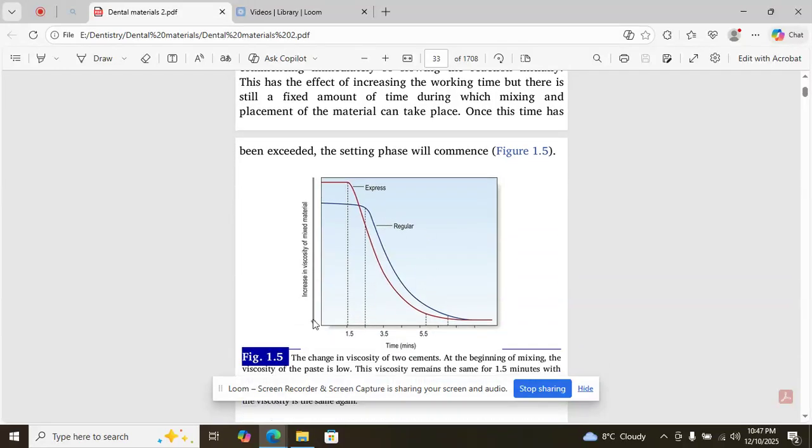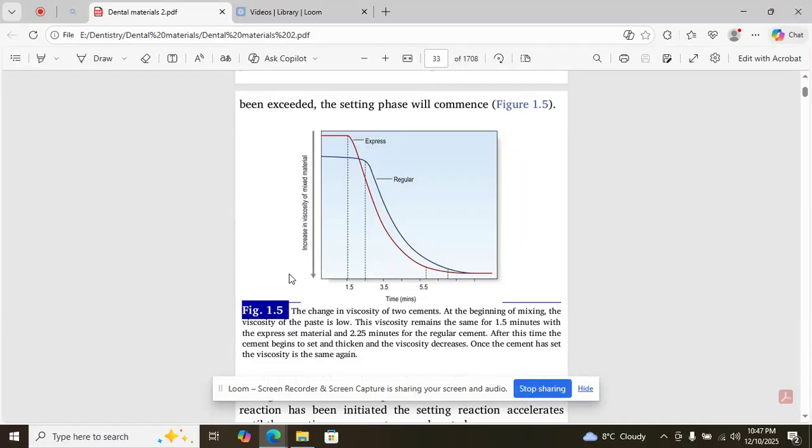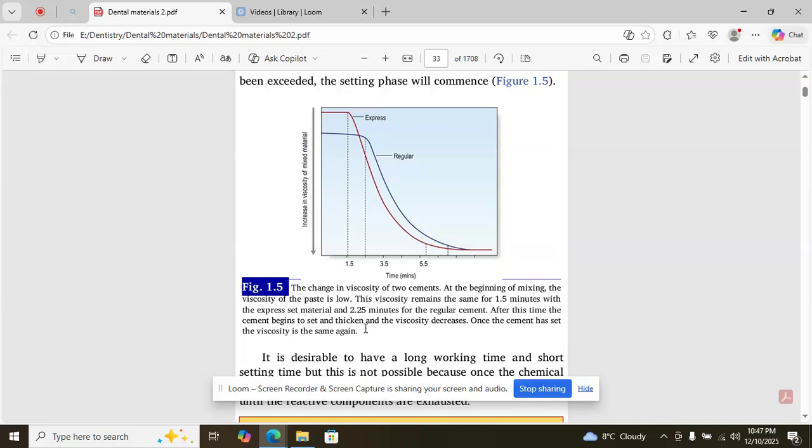Figure 1.5. Increase in viscosity of mixed material and time. The change in viscosity of two cements. At the beginning of mixing, the viscosity of the paste is low. This viscosity remains the same for 1.5 minutes with the express set material and 2.25 minutes for the regular cement. After this time the cement begins to set and thicken and the viscosity decreases. Once the cement has set, the viscosity is the same again.